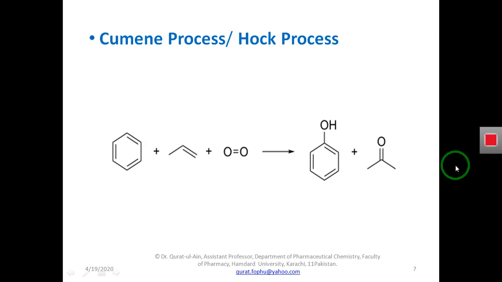The next method of phenol synthesis is the cumene process or Hock process, or we can also say Cumene-Hock process. This is the industrial method of synthesis of phenol and acetone from benzene and propylene. In this method, cumene is formed as an intermediate of this reaction, so this method is named the cumene process.